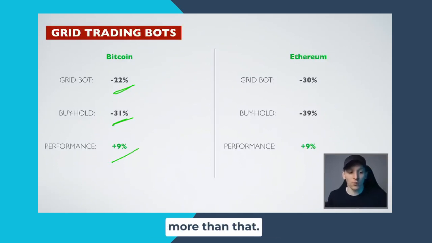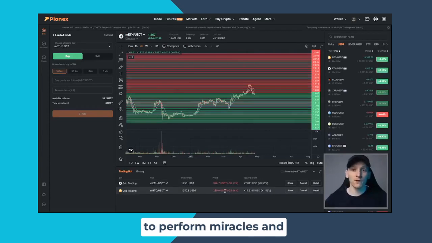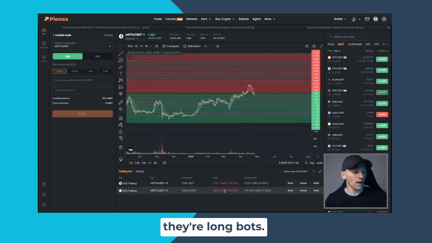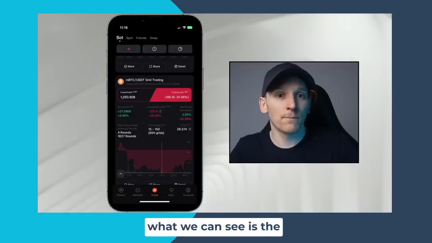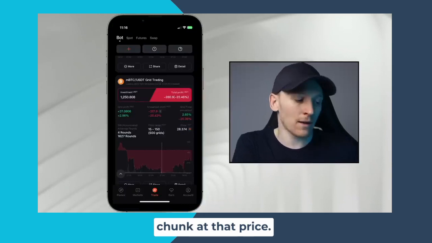You can't really ask for more than that, but as you can see in the real world, these bots are not going to perform miracles and make you profits in a down market because they're long bots. However, what we can see is the bots have outperformed buying and holding that chunk at that price.